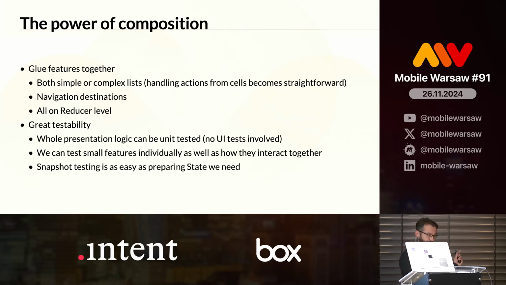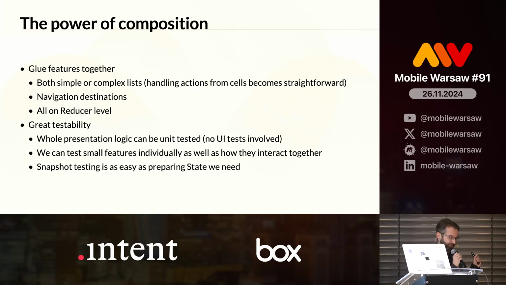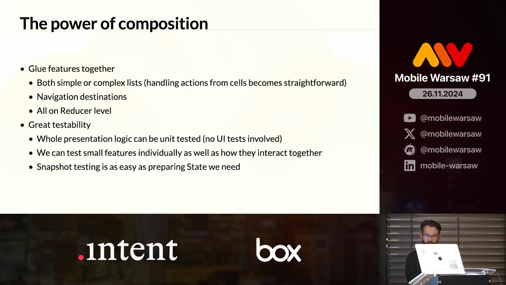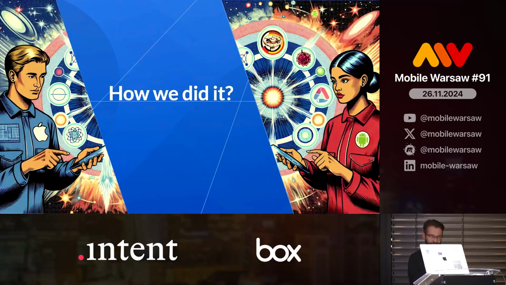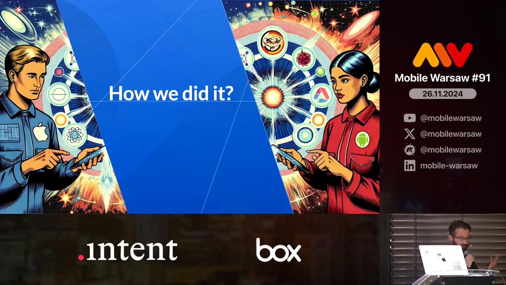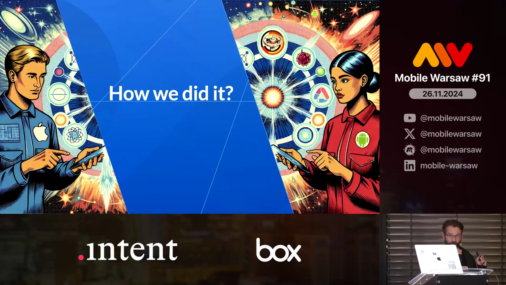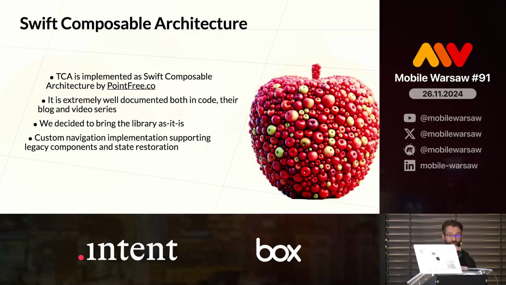Since we can test these small features like password input independently, we can test the sign-up feature independently, and we can test how they behave together. And if we want to test some UI, we can write snapshot tests. And these are also quite easy to create because the view just renders the state. So if you just prepare the state we want it to render, well, it will. Okay, so that was the basics of TCA. And because of all these features, we decided, okay, let's give it a try and see how it fits into our app. Okay, so iOS was the easy one.